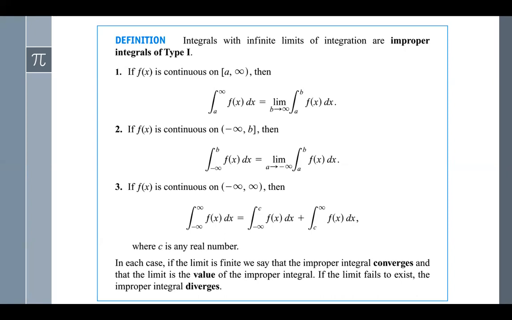All right. So of course, I have lots of examples for you. In each case, if the limit is finite, we say that the improper integral converges and that the limit is the value of the improper integral. If that limit fails to exist, we say the improper integral diverges. And by the way, we're going to be using those terms converges and diverges all throughout chapter 10. So little sneak peek here for you.